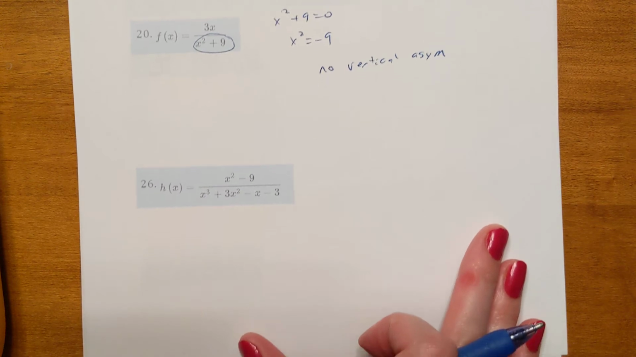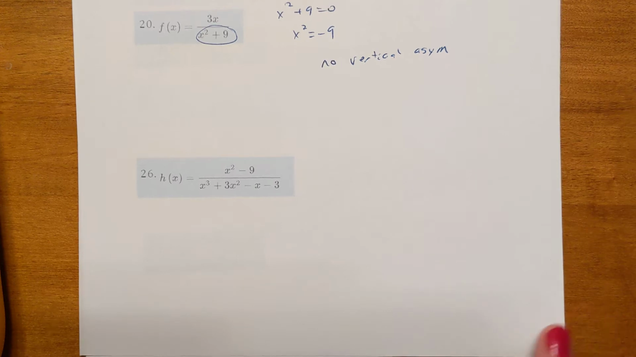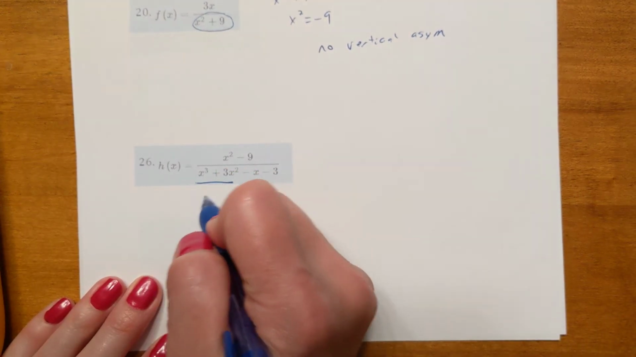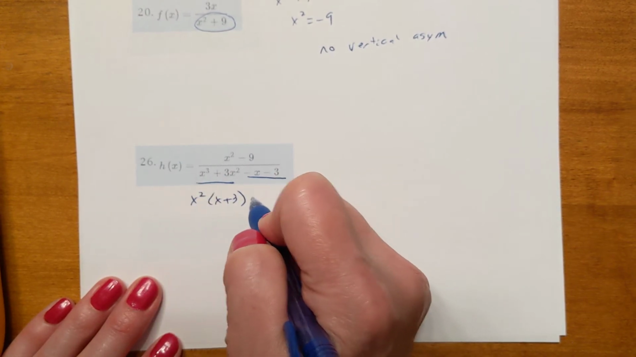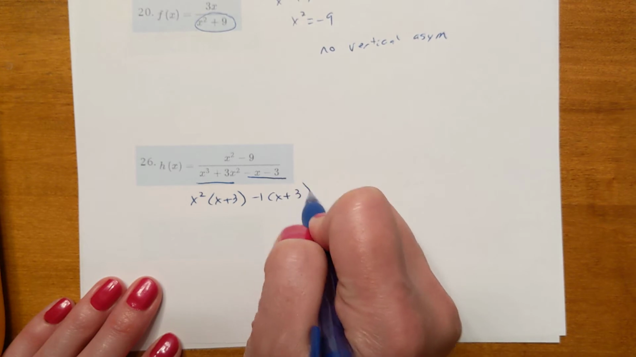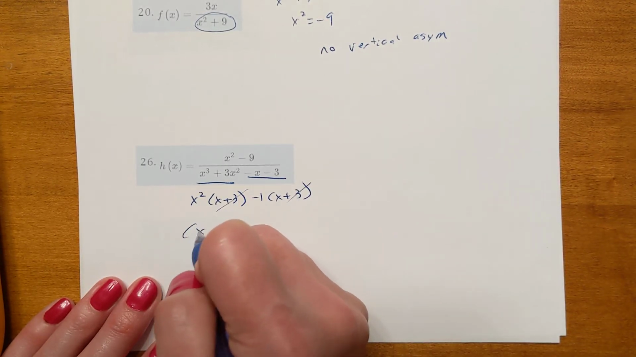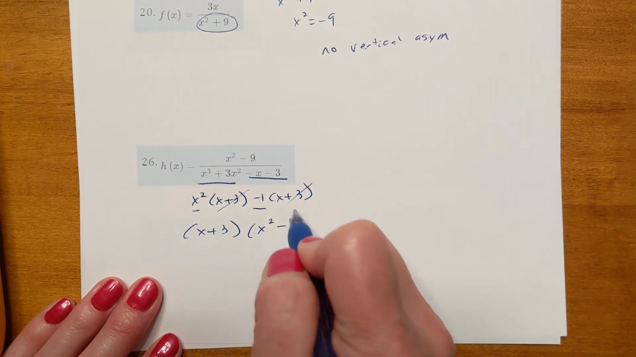And then on 26, this one's fun. To solve this one, because there's 4 terms in the denominator, it's a factor by grouping problem. So what you're doing is you're factoring out x squared. And then from the second half, factor out a -1. And then, since both of them have an x plus 3, you can factor x plus 3 out, which leaves behind then x squared minus 1.